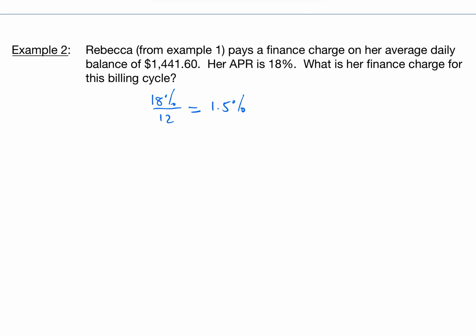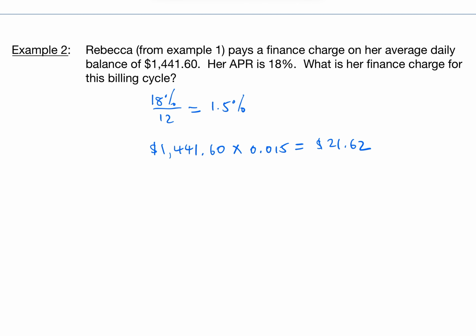Okay, so we're going to take that 1.5% and multiply it by our average daily balance of $1,441.60. Now remember, when you multiply by 1.5%, you have to convert it into a decimal. So this works out to 0.015. And when you do this, it works out to $21.62.